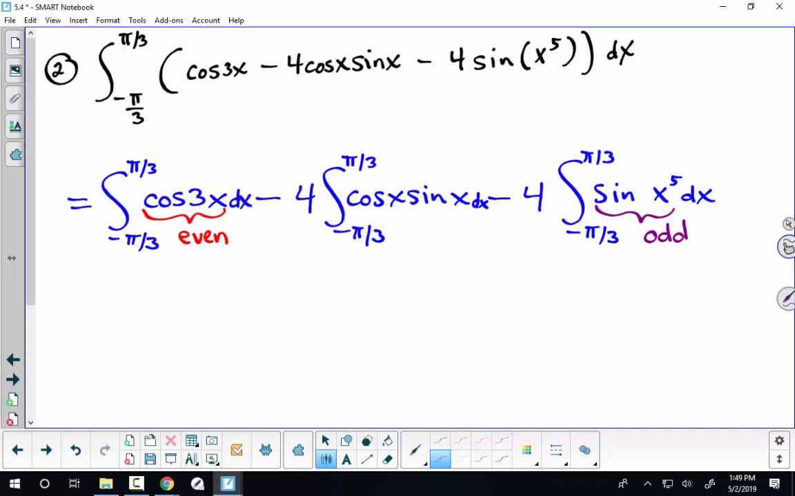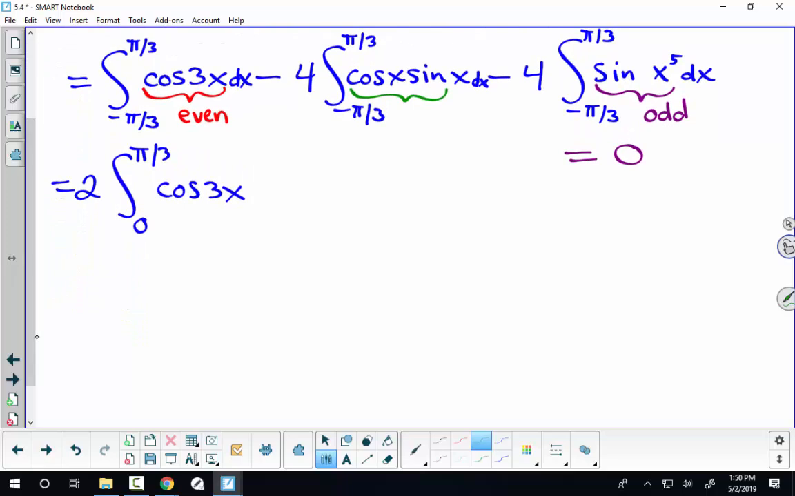Since this is even, we still have something to compute here, but we can say it's twice the half of the area from 0 to pi over 3 of cosine 3x. And I'm not sure about sine times cosine, so let's just go off to the side and test that.